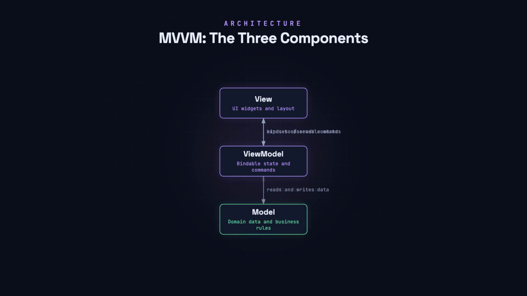MVVM splits responsibility into three components. The model holds your domain data and business rules. It has no knowledge of the screen at all. The view model sits in the middle. It reads data from the model, transforms it into a form the screen can display, and exposes it as observable properties and commands. The view is purely declarative. It binds its widgets to those properties and sends user gestures back as commands. Crucially, the view never talks to the model directly.